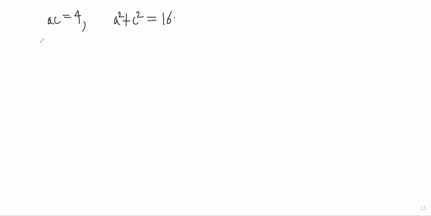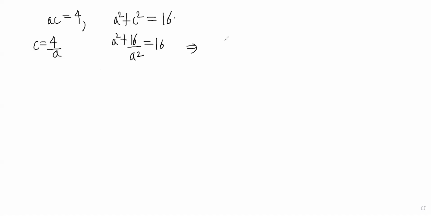What we can say is that a square plus c square is 16. So we can solve it very easily. We can write c as 4 by a. Say a square plus 16 by a square equal to 16, and solve this equation for a.